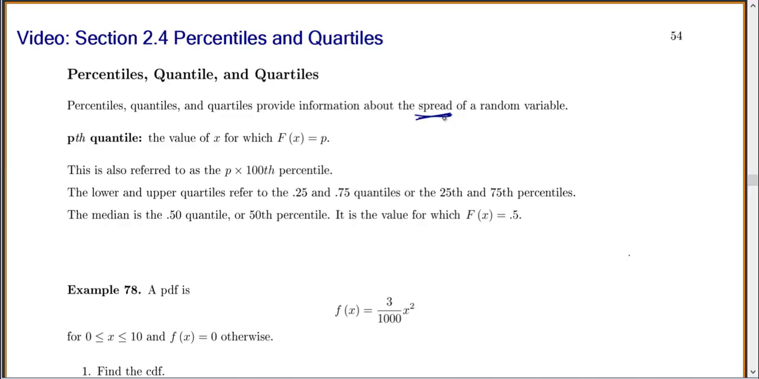You also see this a lot when you do testing. Like if you were to take, say, the SAT test, you get your results back as a percentile, or when I take my baby into the doctor, they give me the weight and height as a percentile. So these are very common in practice.